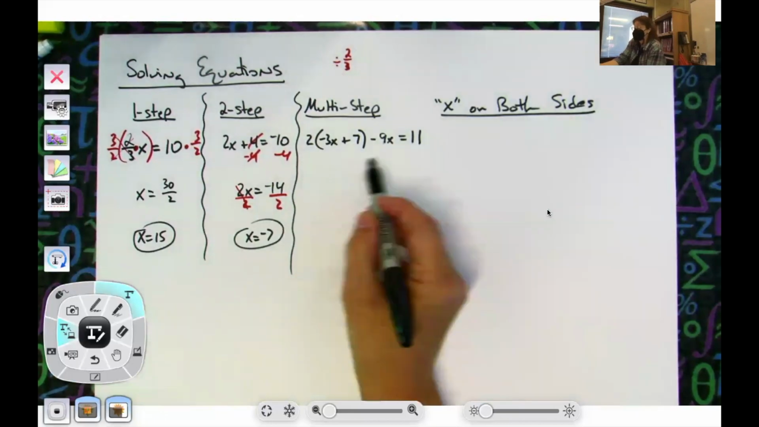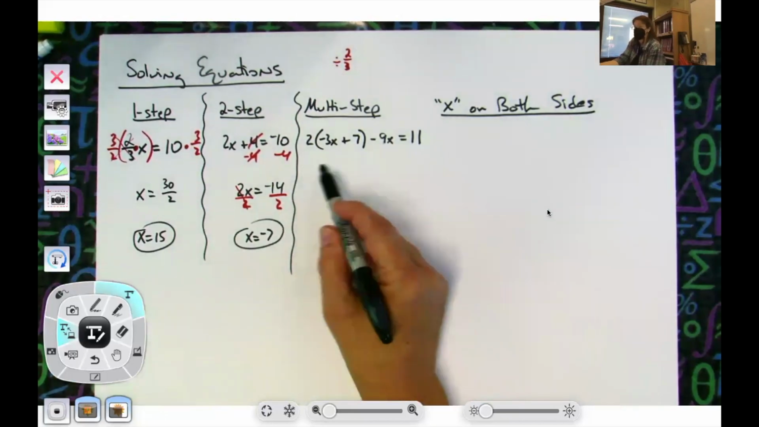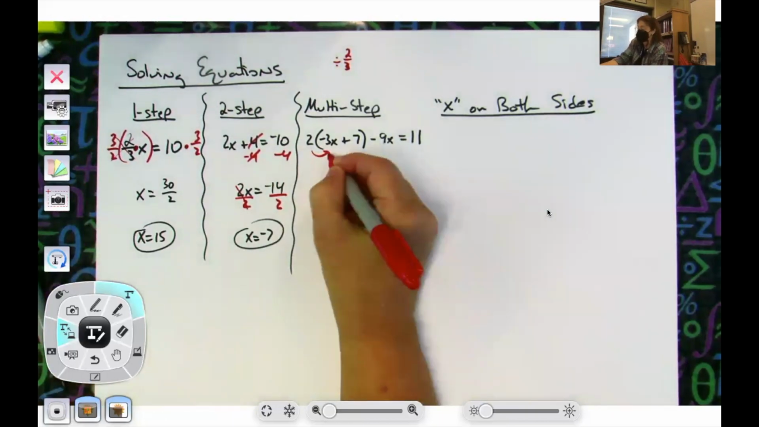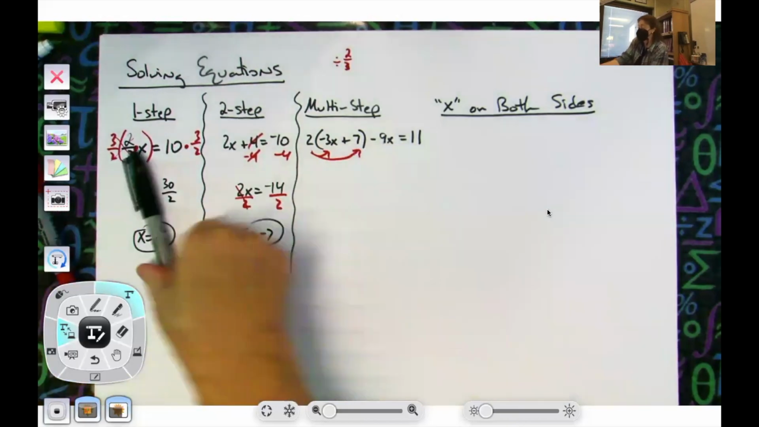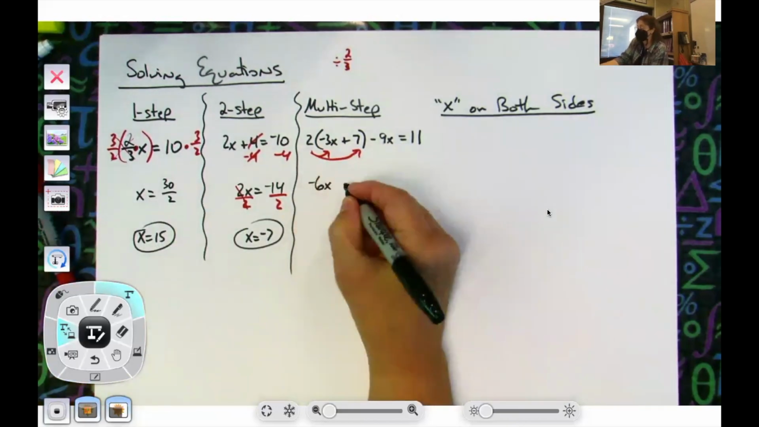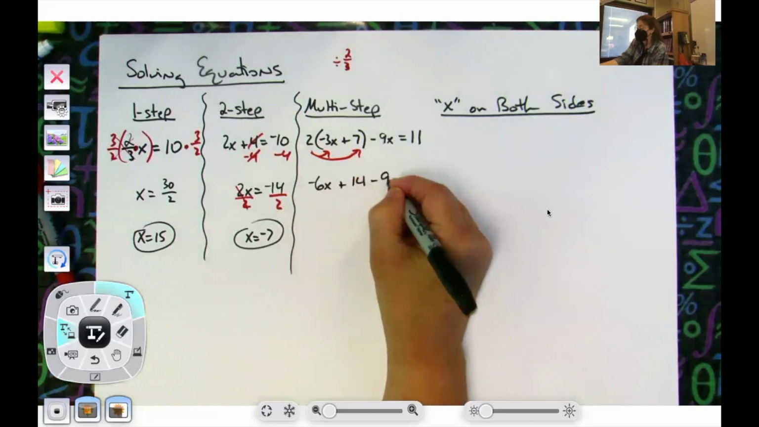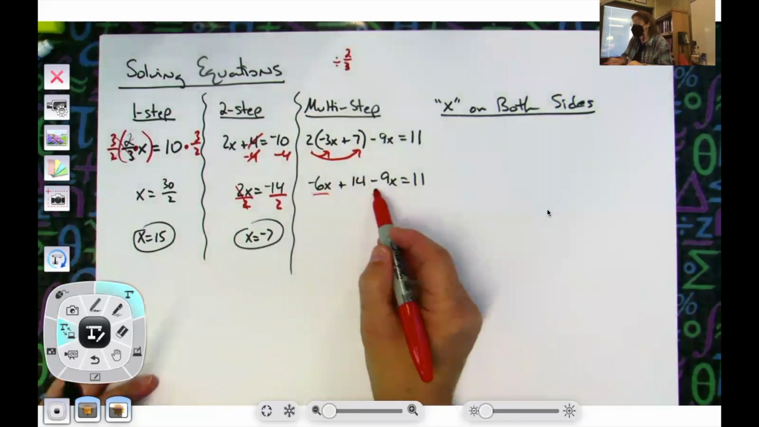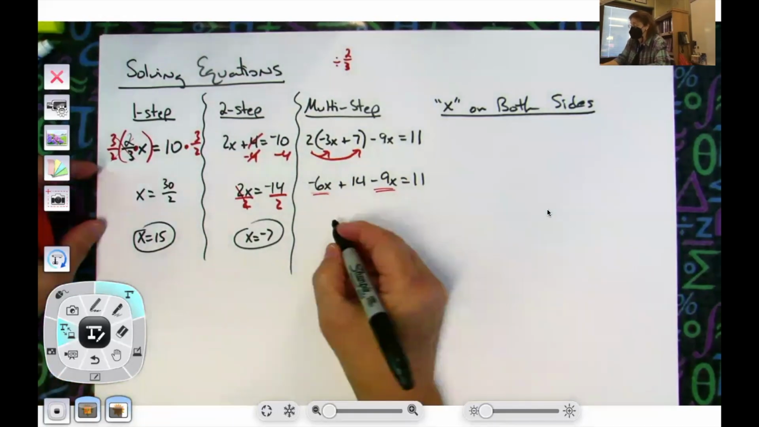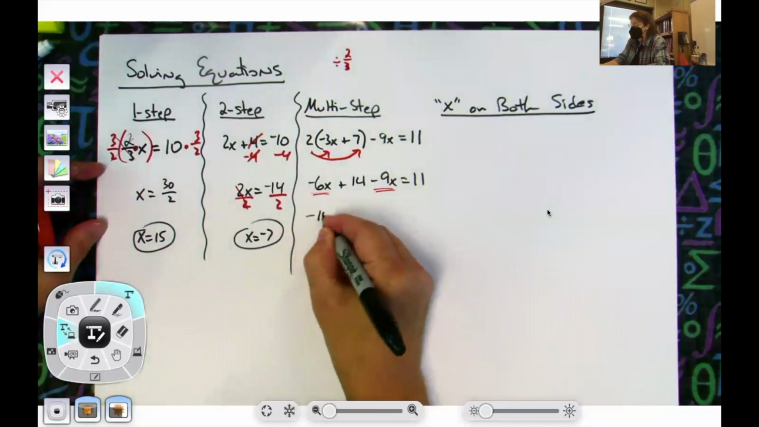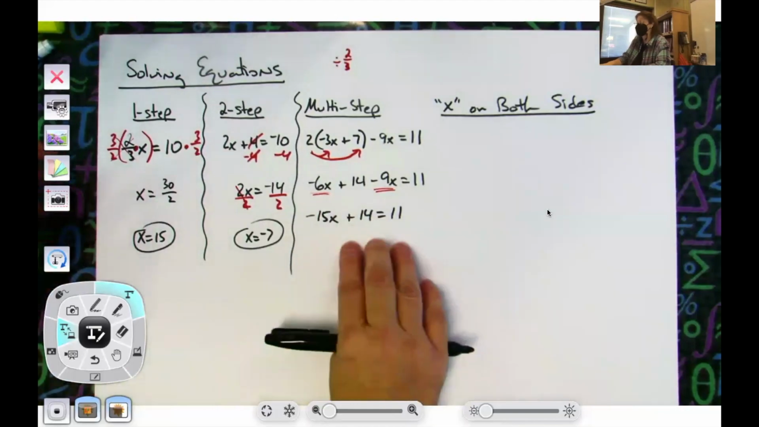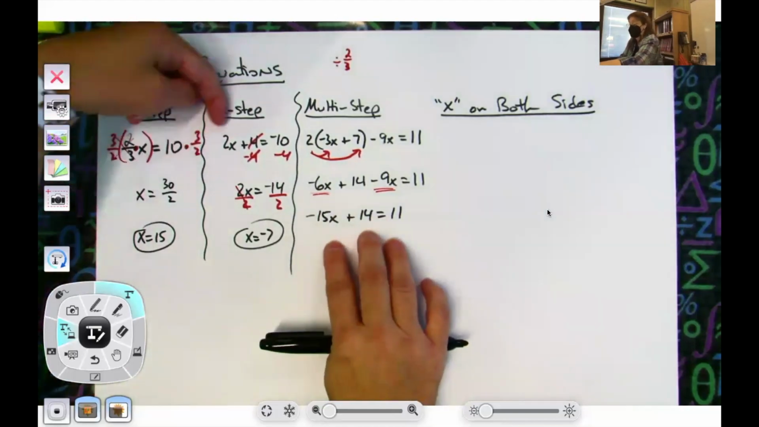All right, so if this is a multi-step equation, what's the first thing I have to do? Distributive property. Okay, so I'm going to take that 2 and distribute the 2. So that's going to give me negative 6x plus 14 minus 9 equals 11. Okay, then what am I going to do? Combine like terms. So I've got a negative 6x. I've got a minus 9. So what's that going to be? A minus 15? Don't let me make a mistake. Plus 14 equals 11. All right, now at this point, this looks like a 2-step equation.